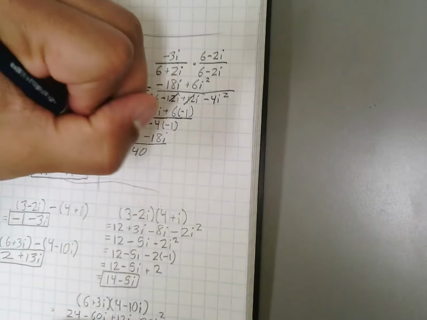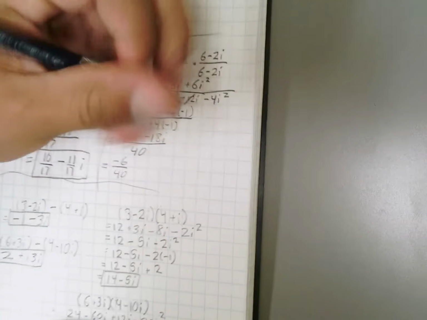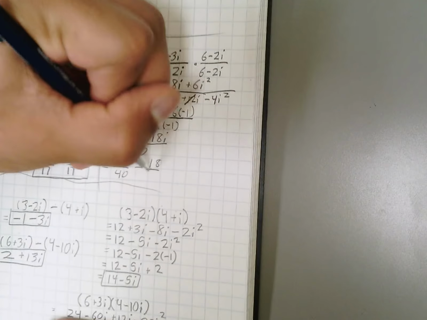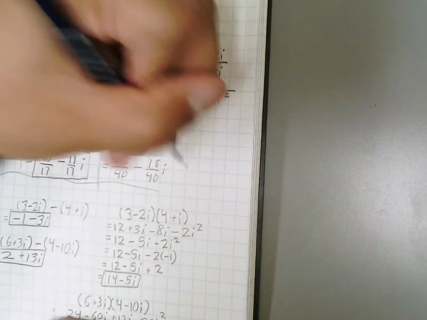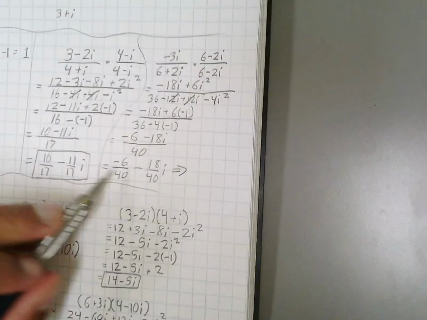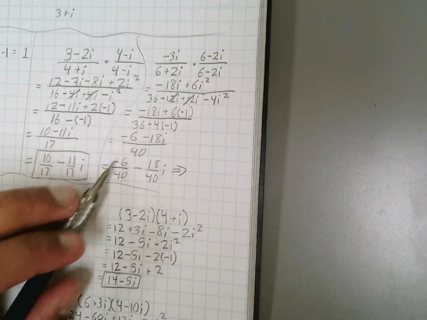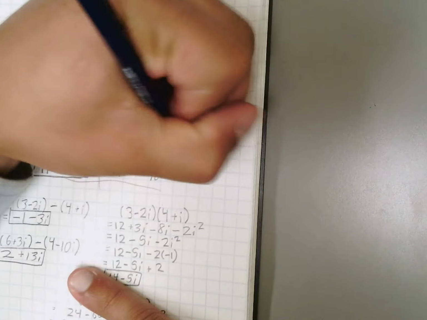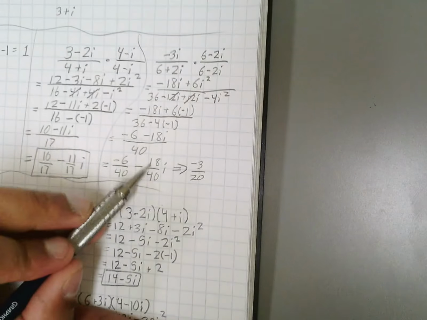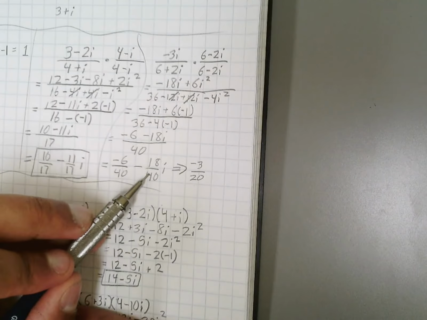So this is negative 6/40 minus 18/40 i, which I can go ahead and simplify. 6/40, that's 3/20, so negative 3 over 20. And then 18 over 40, that's 9/20.